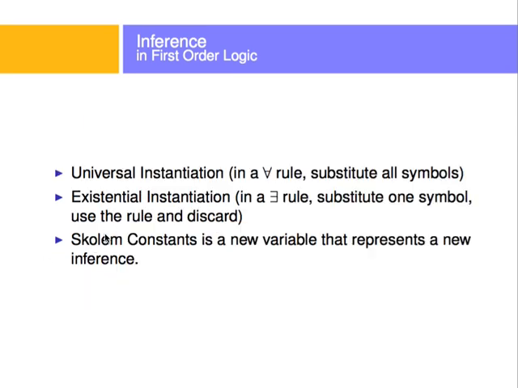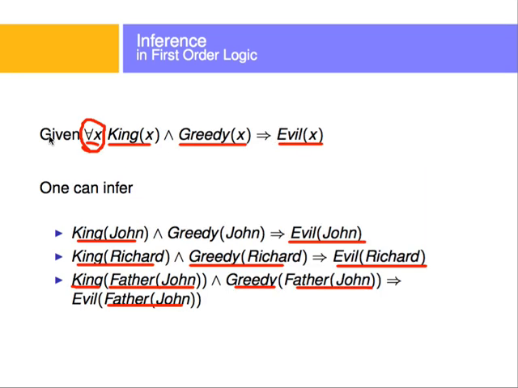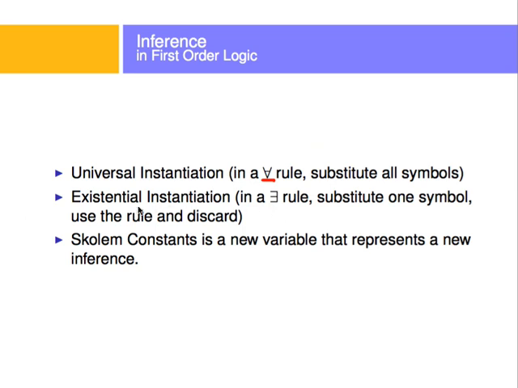So we're going to say that universal instantiation is the for all rule. Instead of having a for all x such that king x and greedy x, let's substitute x by all the x's that we know and create new rules. If it's 17 objects, then we create 17 rules just like this one, but instead of x we're going to have John, Richard, and so on and so forth. For the existential instantiation, an exists rule, we will just substitute one new symbol and use the rule, and then we'll discard the one that had the exists symbol in it.